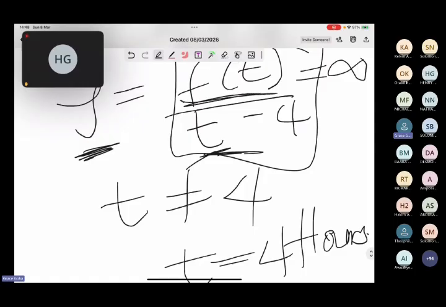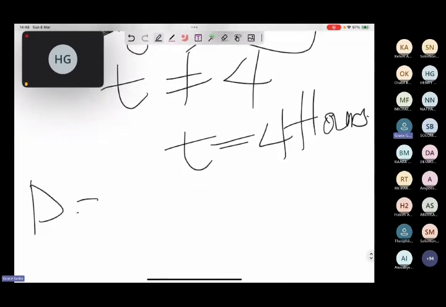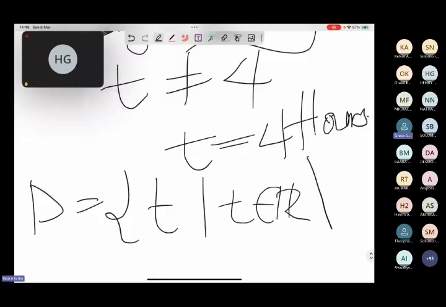The numerator is not going to be equal to 0, because of the function I put in the numerator. So you're going to get something of the form maybe 8 divided by 0, which is also equal to undefined. So in this case, your domain, the technician will get an alert within 4 hours. Or the domain will be, you are looking for t such that t will be in the set of all real numbers minus 4 hours.